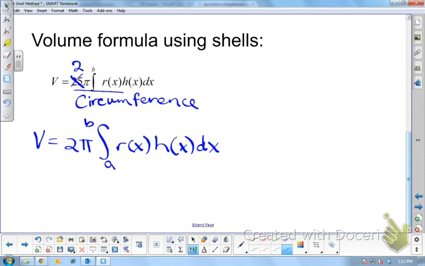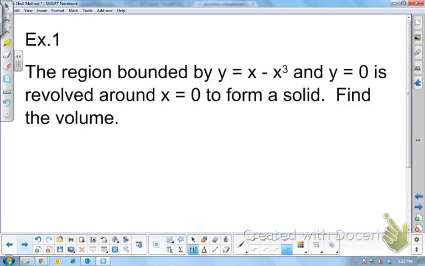Okay, so let's try an example. We've been doing a lot of volumes, so it'll be very similar. We'll be looking for some of the same things as we do our volumes. So let's suppose we have a region bounded by x minus x to the third and y equals 0. So it's bounded by those two functions. And it's revolved around x equals 0 to form a solid.